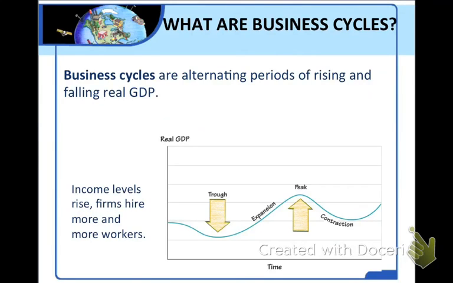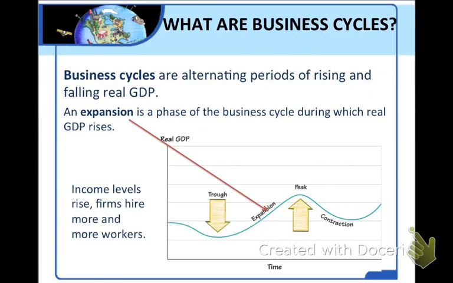Business cycles are alternating periods of rising and falling real GDP. They refer to the ups and downs in total output observed over relatively short time periods. For example, several months or even a few years. Between 1945 and 2010, the United States experienced 12 distinct business cycles. Now, there are phases to the business cycle, and although no two business cycles are alike, they are all characterized by the same two phases: expansions and contractions.